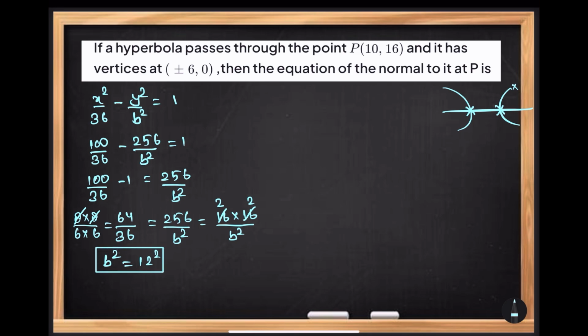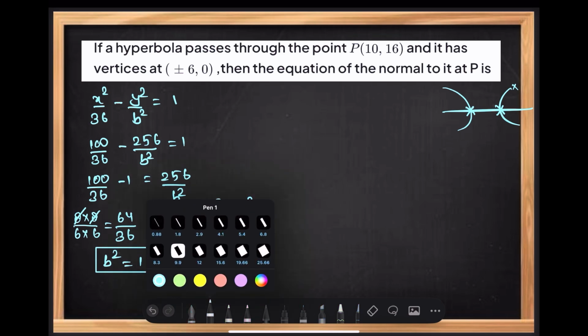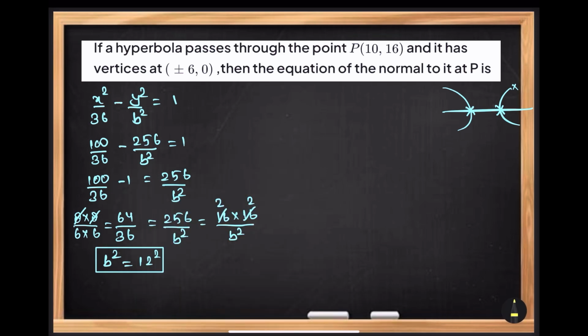Just tell me, is this right or wrong? Correct? Now you can update your equation of the curve. So our equation of the curve will look like x square by 36 minus y square by 144 equals 1. So this is our equation of the hyperbola. Now we have to find the equation of the normal at point P.